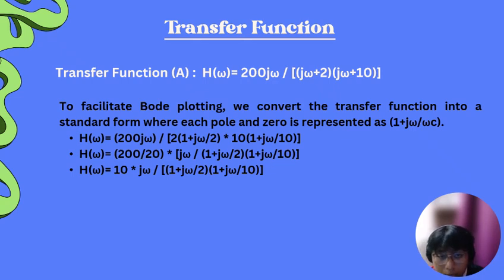Okay, the next step, we have 200 over 20 times jω over (1 plus jω over 2) times (1 plus jω over 10). And the last form, we have H(ω) equal to 10 times jω over (1 plus jω over 2) times (1 plus jω over 10).